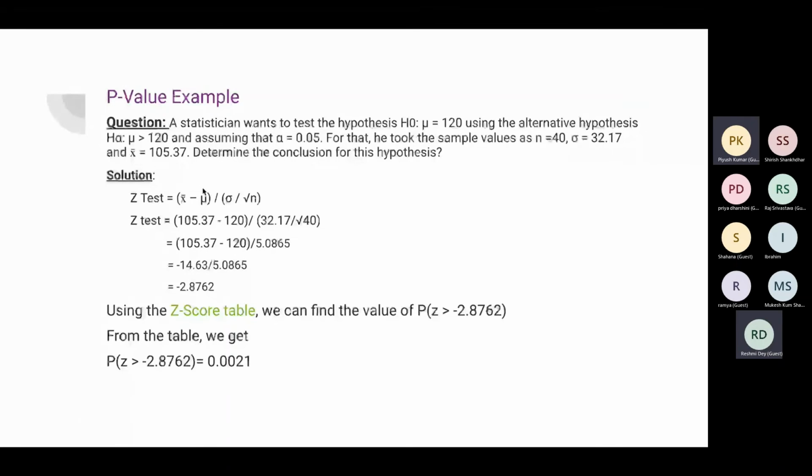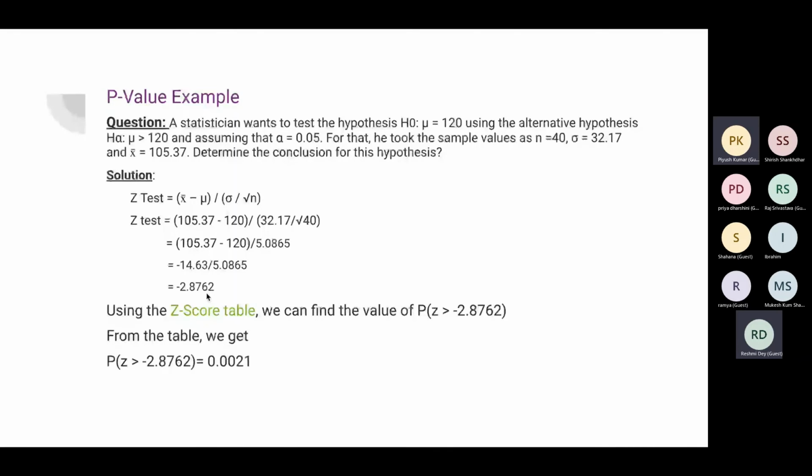Yes, so we are using the Z test here. The formula is given here. We simply put the values for our sample mean, that is 105.37, and mu is given as 120. So we just put the values and find out the Z score. Now, we found that our Z test value is minus 2.87.